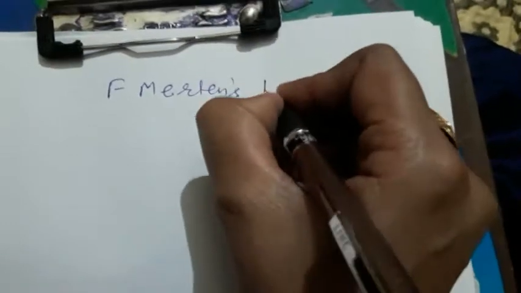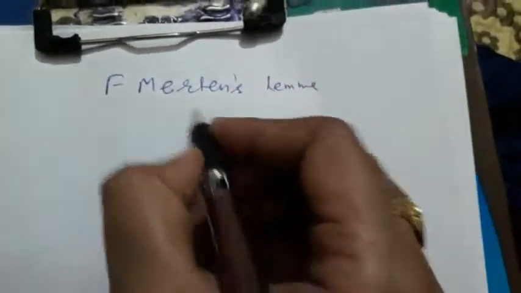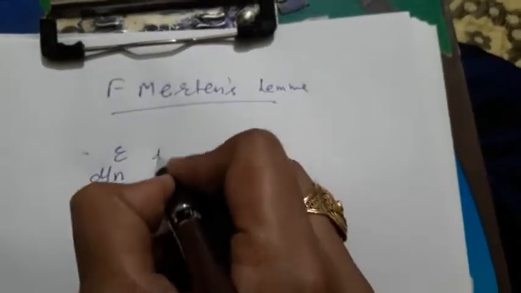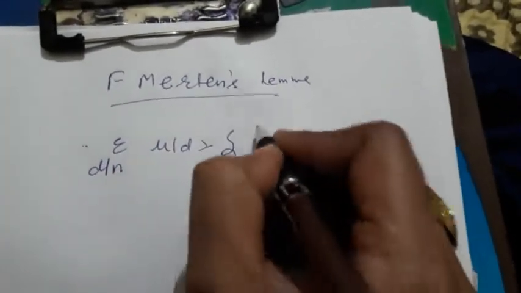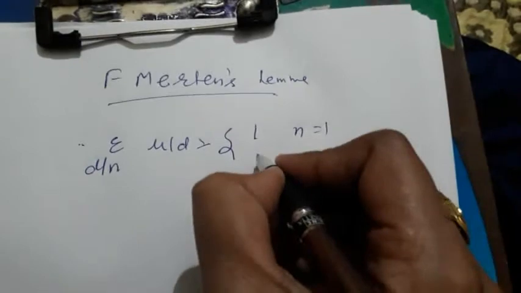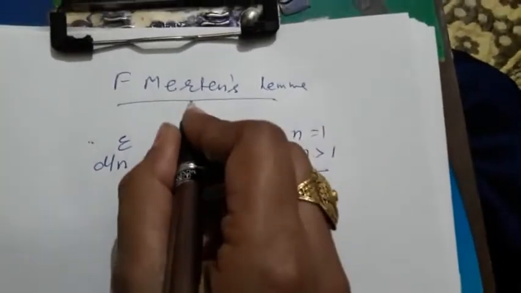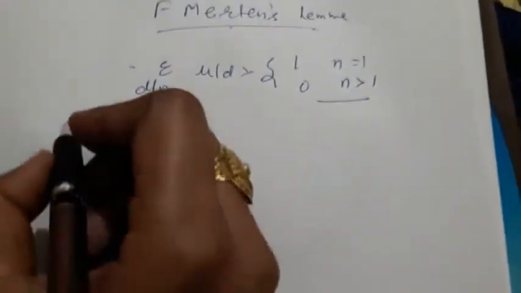Next result we are going to prove is Fermat's lemma. What is Fermat's lemma? It says summation of mu(d) over d dividing n is equal to 1 if n is equal to 1, and it is 0 if n is greater than 1. This is an important result for our next results also.